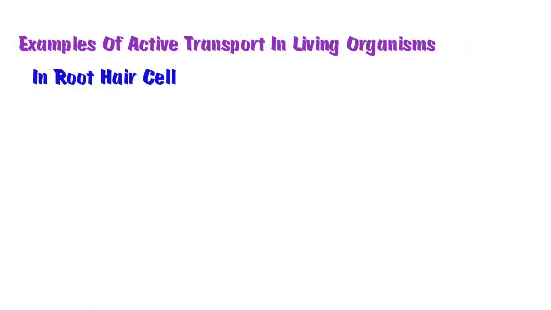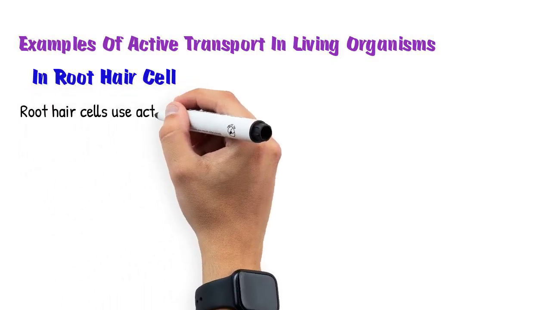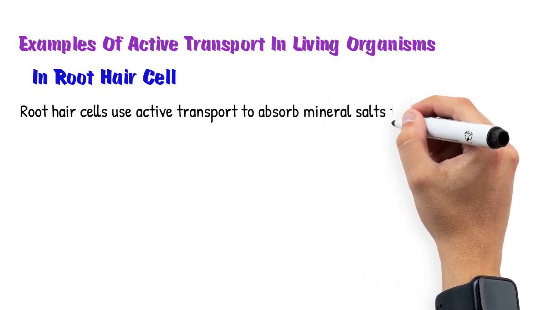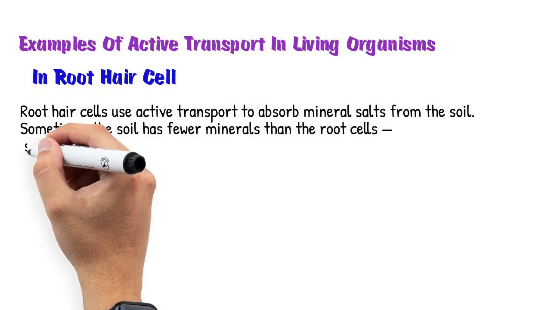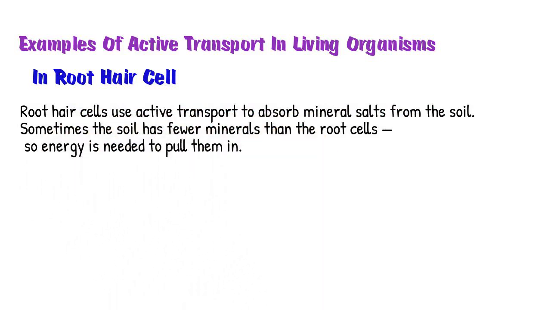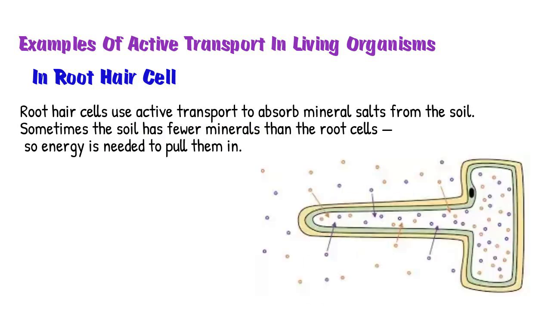One very important example occurs in the root hair cells. Root hair cells use active transport to absorb mineral salts from the soil. Sometimes, the soil has fewer minerals than the root cells, so energy is needed to pull them in.